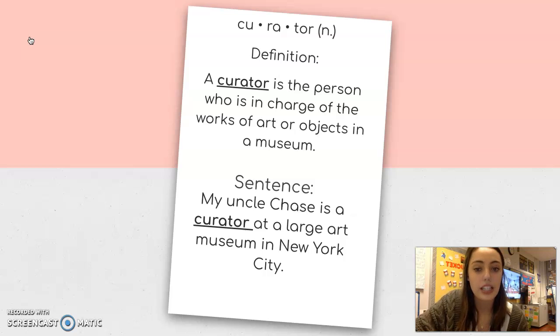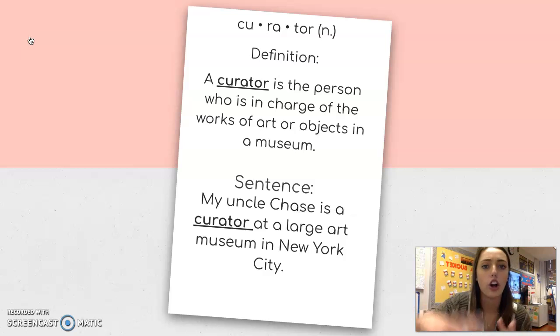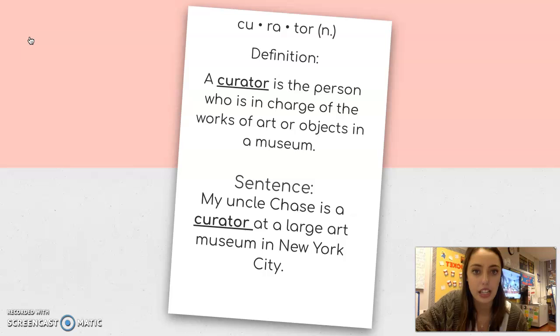An example used in a sentence is, my Uncle Chase is a curator at the large art museum in New York City. So meaning he's kind of the boss, the person in charge who makes sure everything runs smoothly at the museum with all the works of art and the objects, to make sure that no one messes with anything and that everything is safe and sound at the museum.